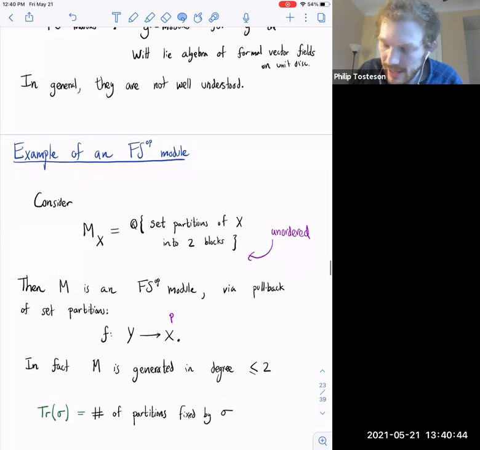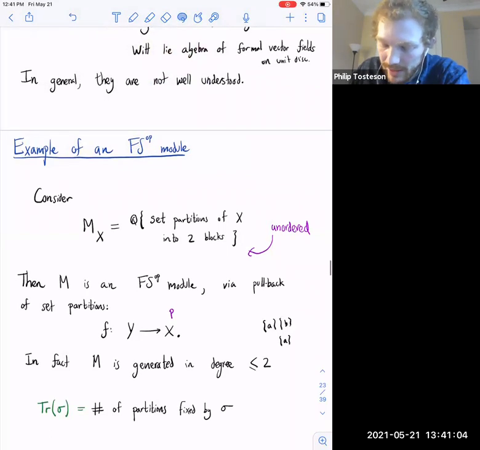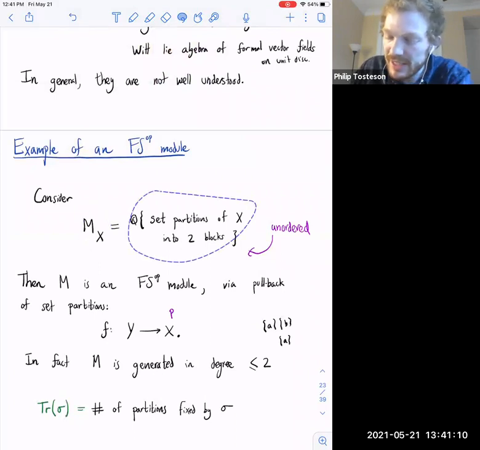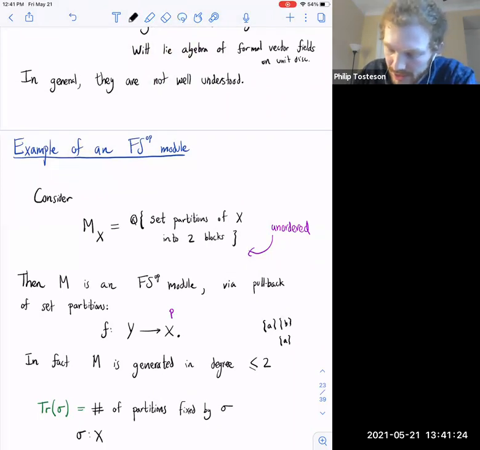And it is generated in degree less than or equal to 2. There are two generators: this partition and this partition. So there's a generator in degree 1 and a generator in degree 2. And now the trace. Say I want to compute the character of this S_n representation, or this Aut(X) representation. If I have a permutation sigma of X, the trace of sigma is the number of partitions which are fixed by sigma. Here I'm thinking of sigma as a permutation X to X.